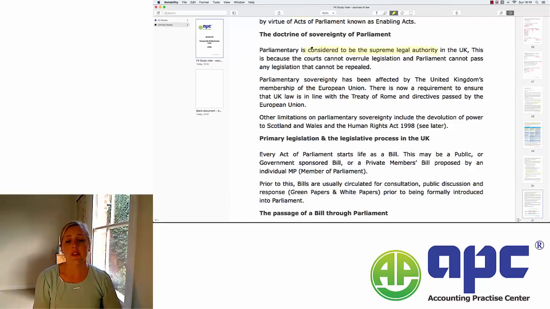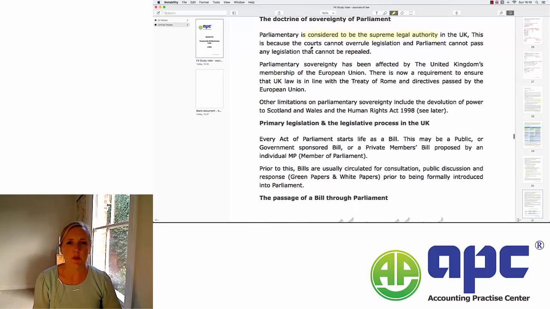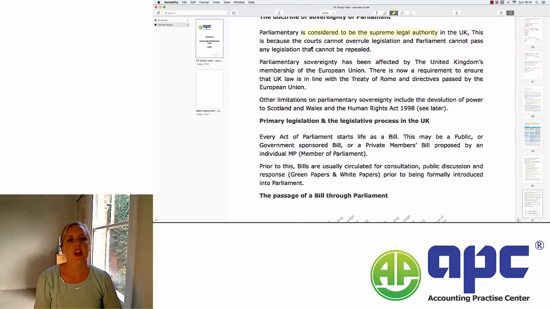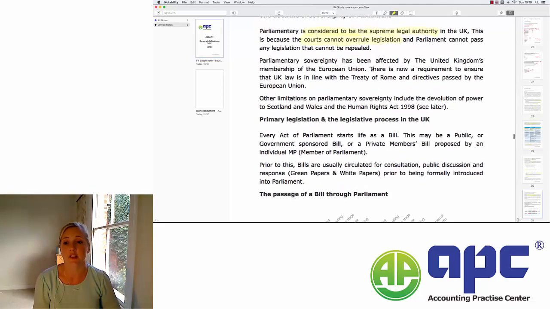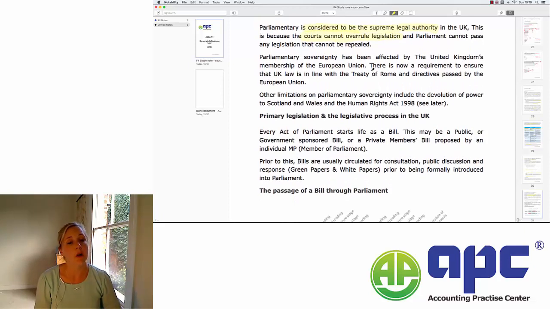And that's because even though the courts can shape the law through judicial precedent, they can't overrule legislation. And that's very, very important. The judges, while they can interpret statute, can't decide that it's wrong or decide it needs to be revoked or anything like that. And also, Parliament itself cannot pass any act that you can't repeal, which means you can't take it out of circulation. This concept of sovereignty of Parliament has slightly been eroded by a few things recently.